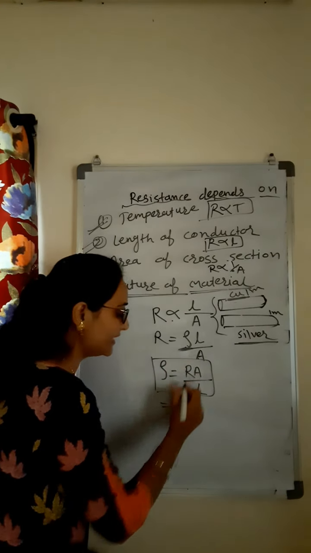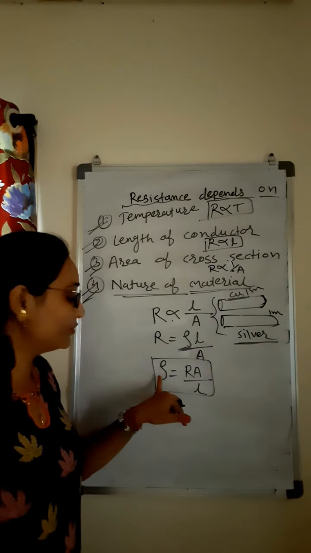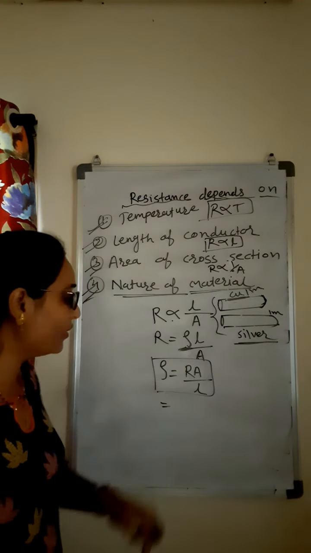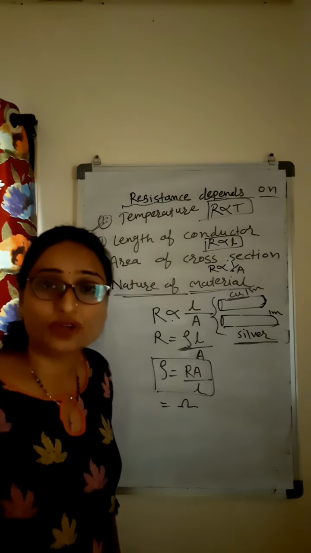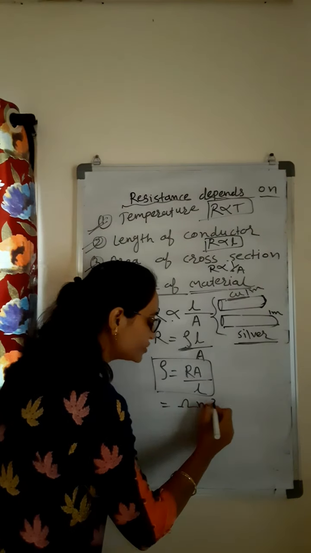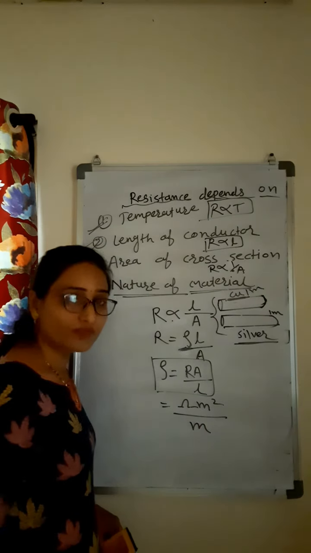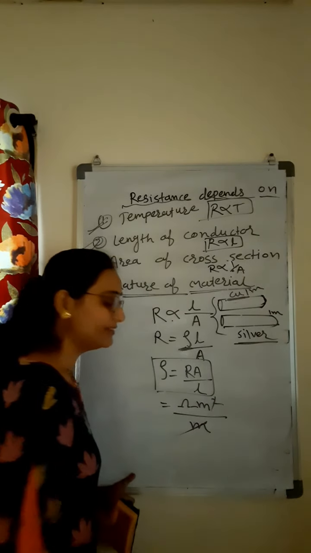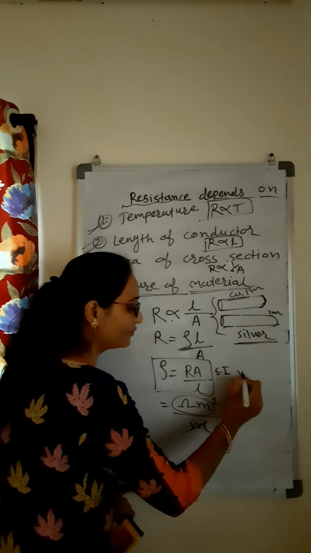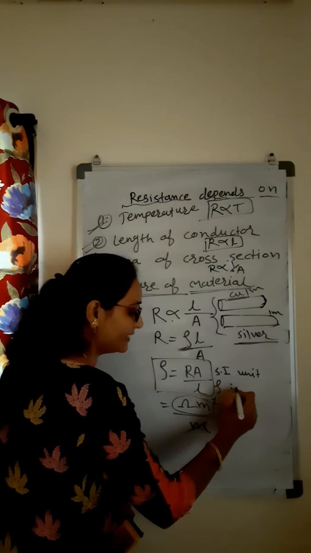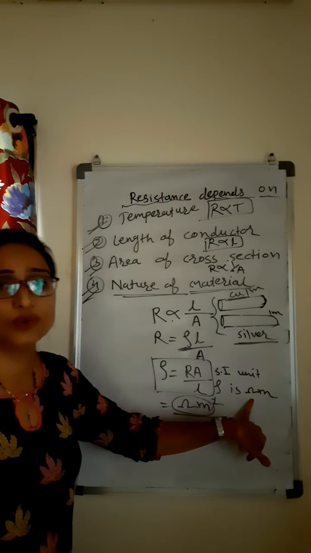Now, you know what is the SI unit? We have to calculate the unit of the resistivity. How? What is the unit of resistance? It is ohm. What is the SI unit of area? It is meter square. And what is the unit of the length? It is meter. So one meter will cancel with the second meter. So what is the unit? The SI unit of resistivity is ohm meter.